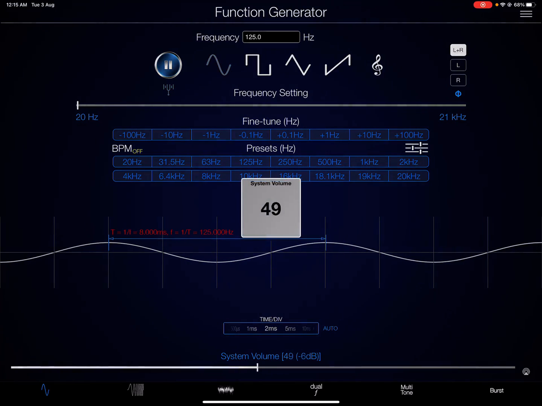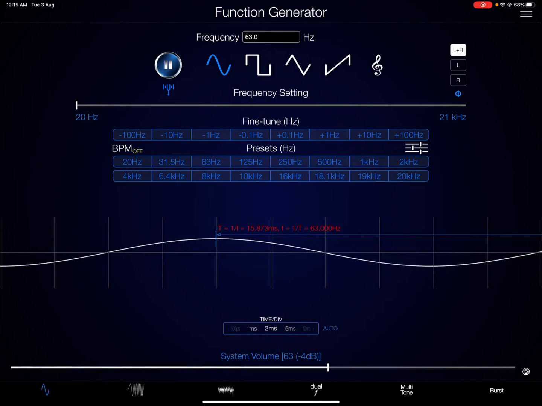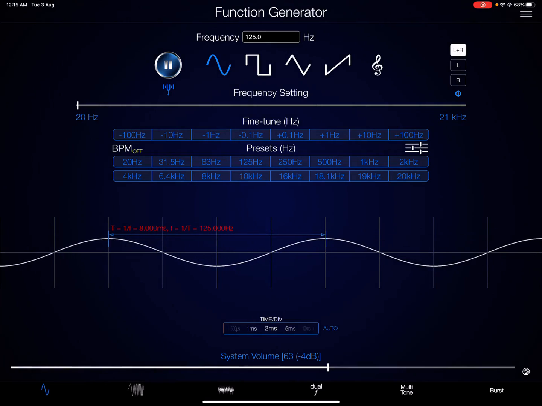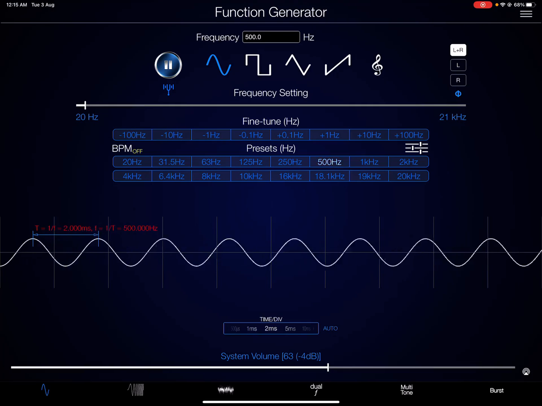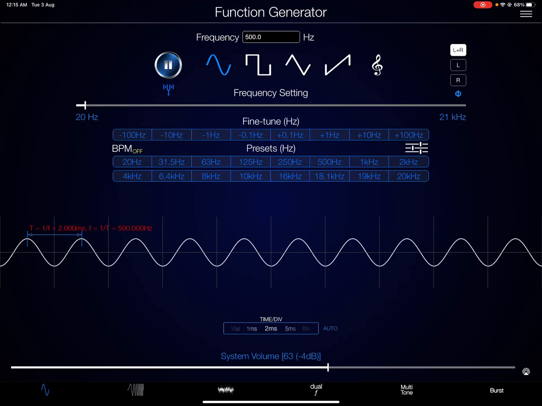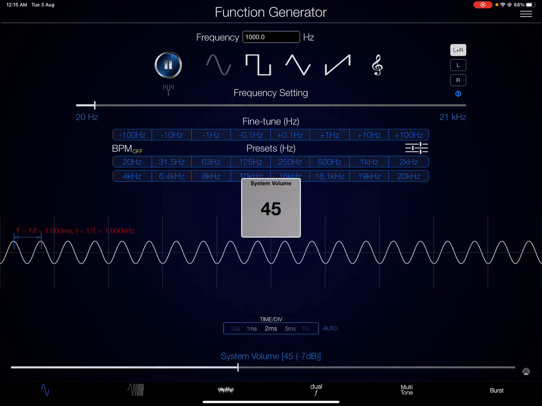Okay, let me just increase the volume. 63, 125. Now I'm going to increase it to 250. And after that, 500. And after that, 1000. Okay, it's getting too loud.